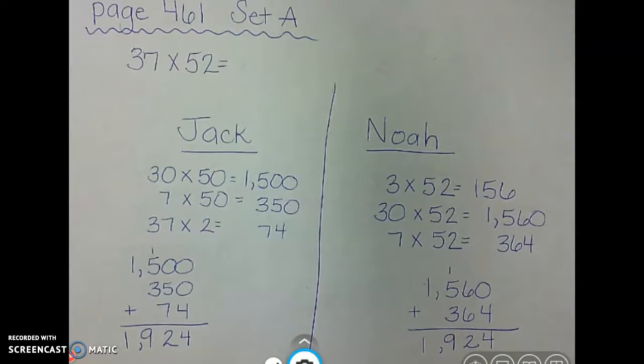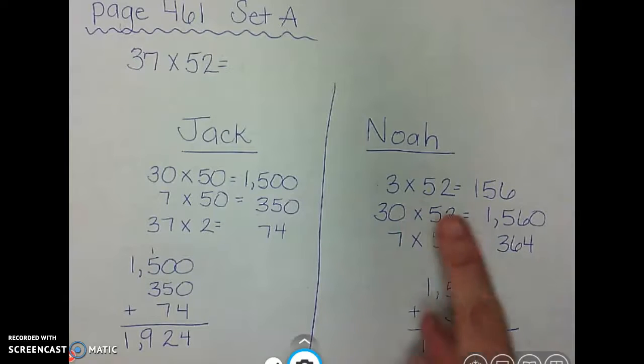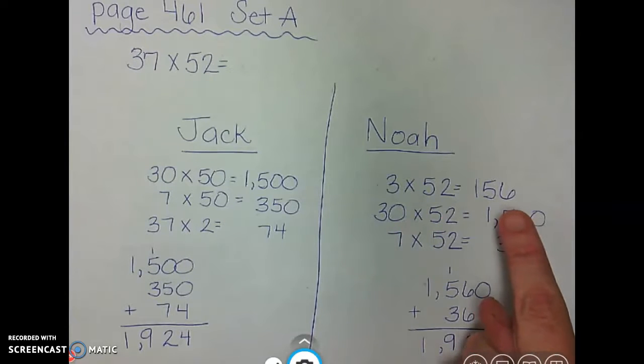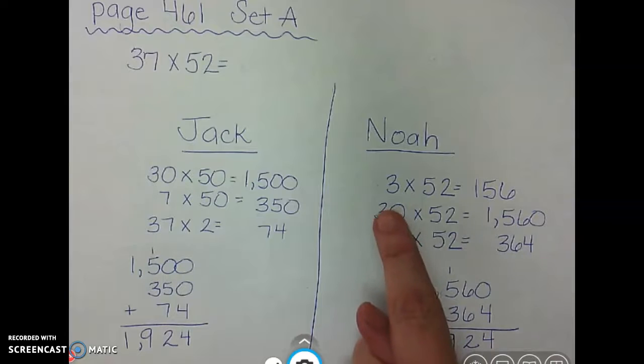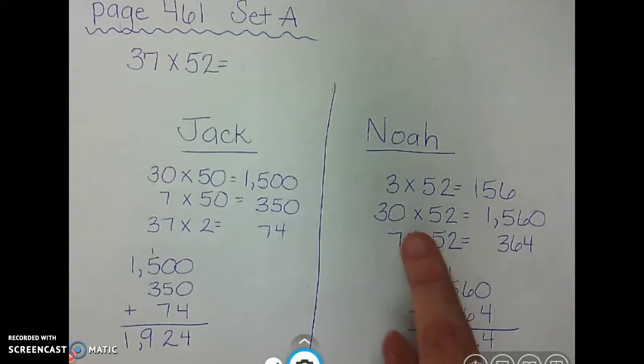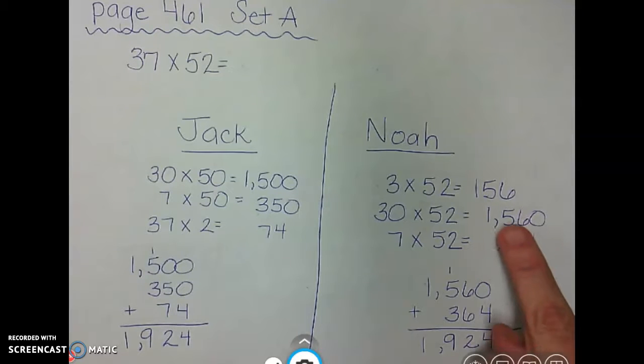So Noah's way of thinking was he did 3 times 52 because that seemed like an easy, friendly problem that he could do. And that equals 156. And you may be saying, why did he do 3 times 52? Well, he knew by doing 3 times 52 and getting the answer of 156 that he could then do 30 times 52, since it had been multiplied by 10, and that would give him 1,560 because it's just 10 times more.